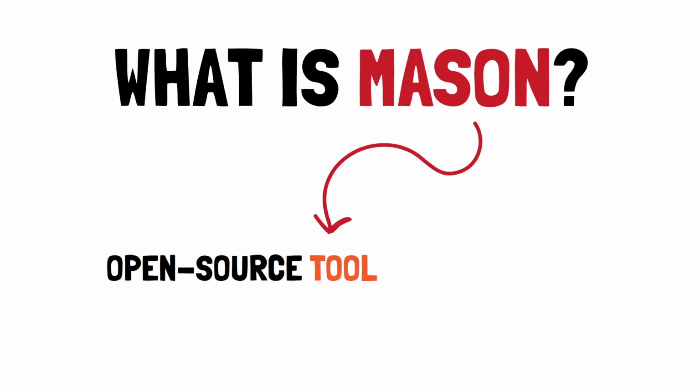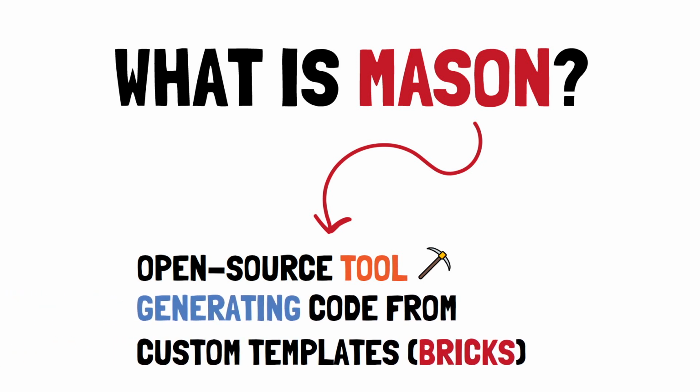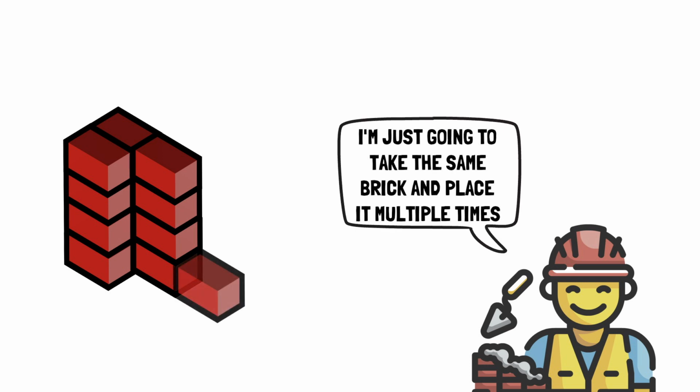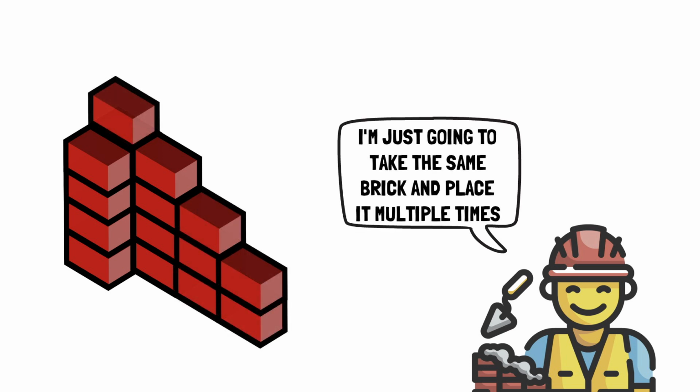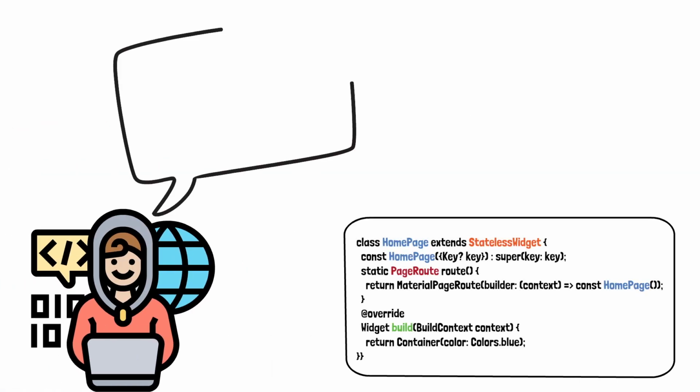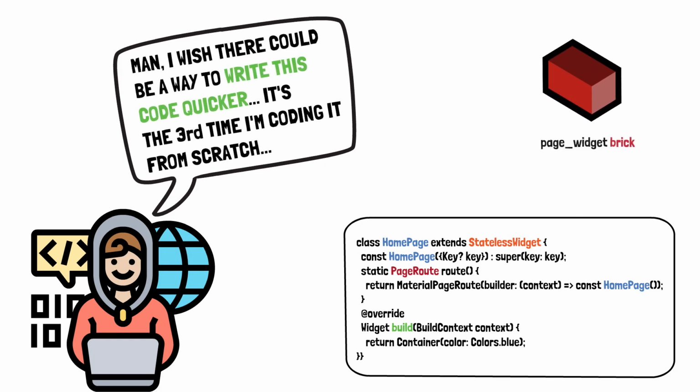Mason is an open source tool that generates code from custom templates that are called bricks. Think of a brick as being a standalone component that you can reuse multiple times in the construction of perhaps a new house. The constructors don't have to recreate the brick every time they need a new one for the foundation of your house. Similarly, developers don't need to recreate the same piece of repetitive code they've been doing in their last 10 to 15 projects. All they have to do is store the template of that code into a brick, generate the code, and reuse it in their projects as many times they would like.